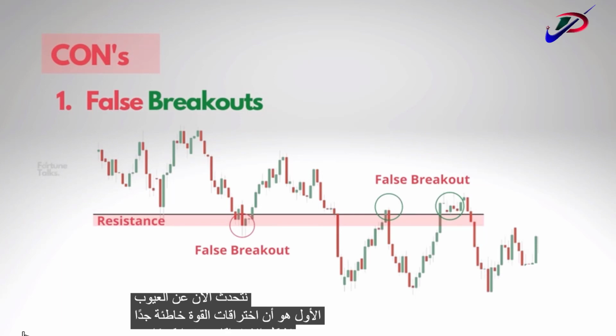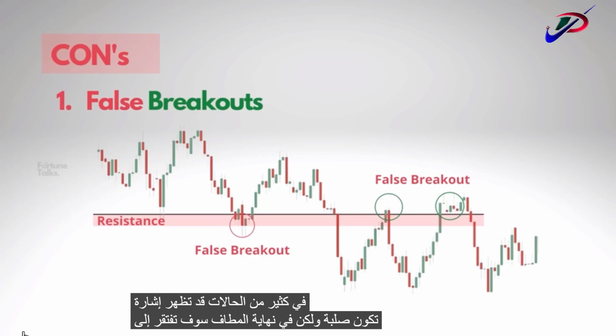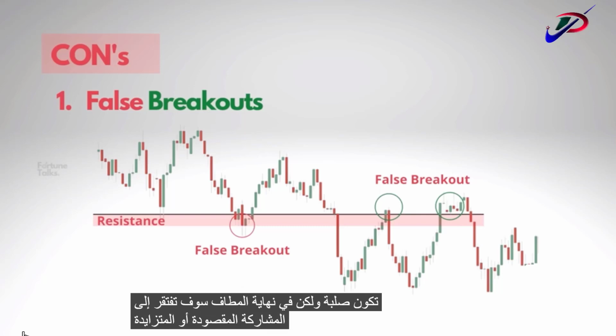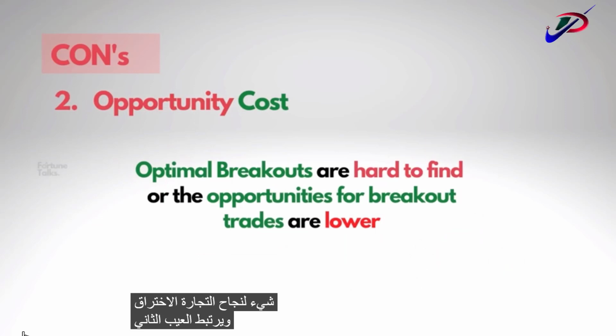False breakouts are a considerable part of the breakout approach of trading. No matter how sound your methodology used in identifying the breakout is, or how good your system is in quantifying the market, in many instances a signal may appear to be solid, but it will end up lacking the intended participation or the increased participation from the market participants, which is the most essential thing for a breakout trade to succeed. The second disadvantage is associated with opportunity cost.